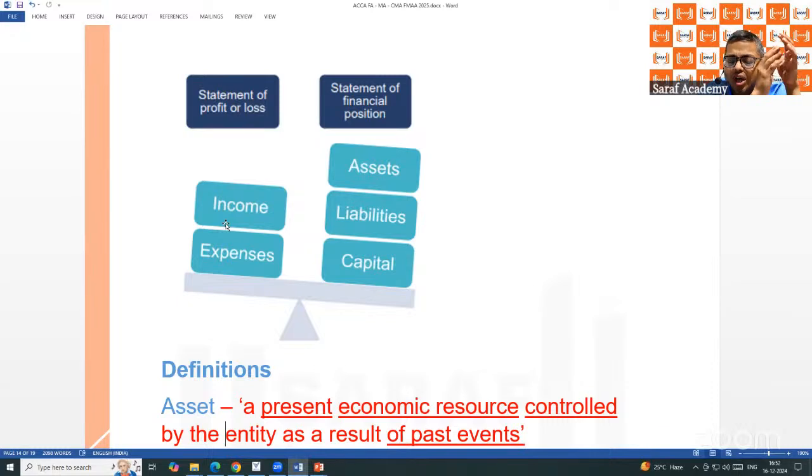Capital is the money given in the business by the owner. Actually, liability is funds given by the outsiders, and capital is funds given by the owner. So, liability plus capital is equal to assets.